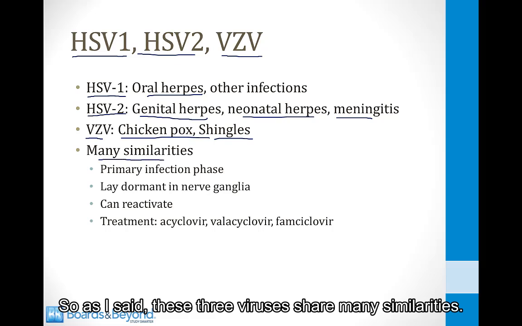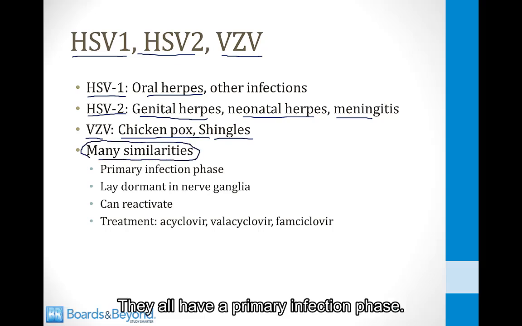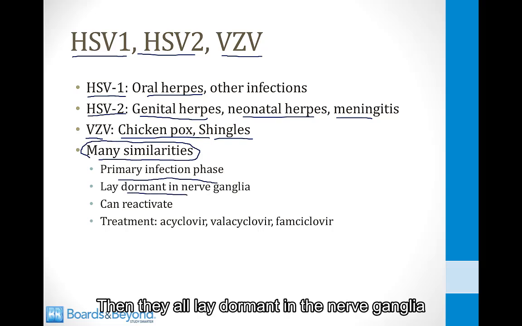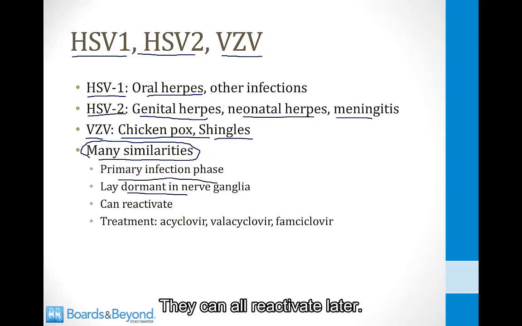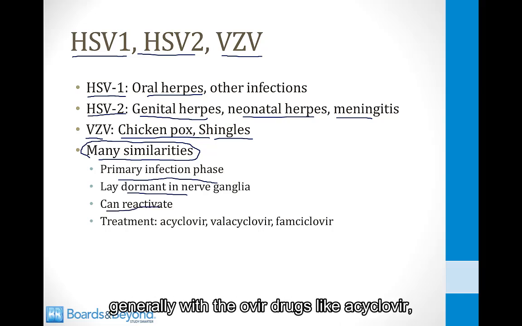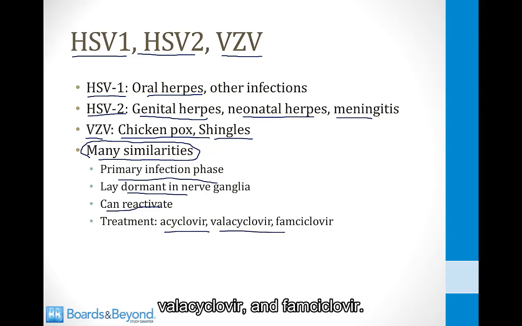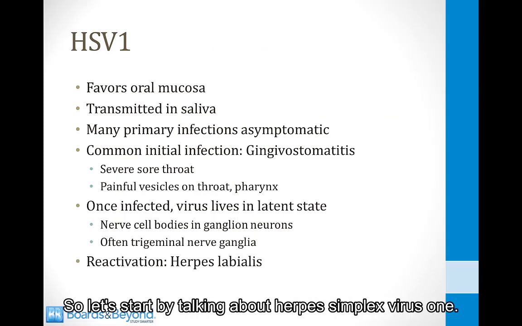So as I said, these 3 viruses share many similarities. They all have a primary infection phase, then they all lay dormant in the nerve ganglia of some part of the body. They can all reactivate later, and they're all treated the same way, generally with the -ovir drugs like acyclovir, valacyclovir, and famciclovir. So let's start by talking about herpes simplex virus 1.